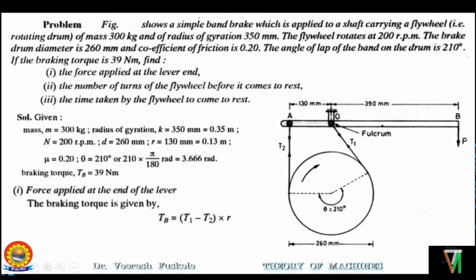As the braking torque is given by Tb is equal to T1 minus T2 into R, by putting the value of Tb, we have T1 minus T2 as 300 Newton. This is equation number 1.